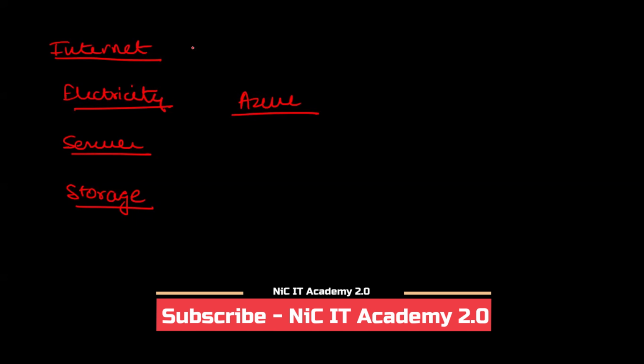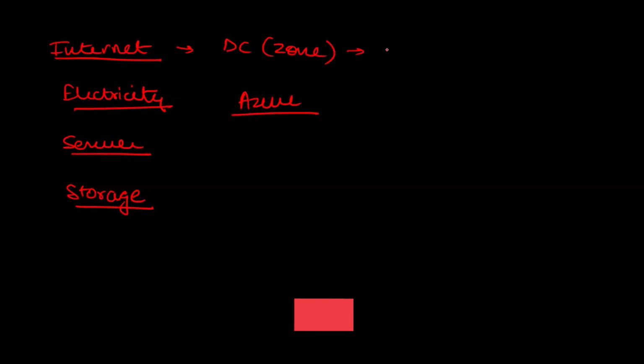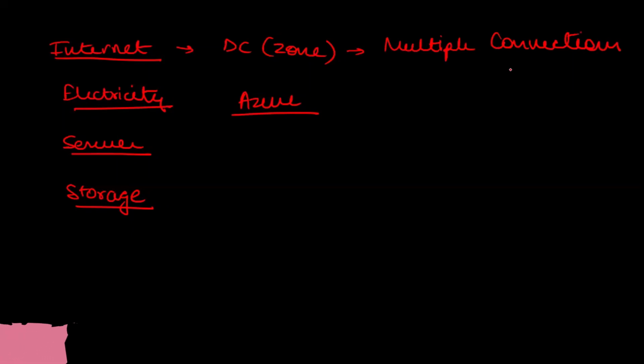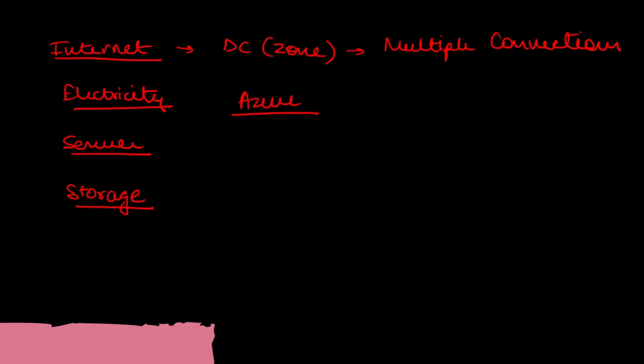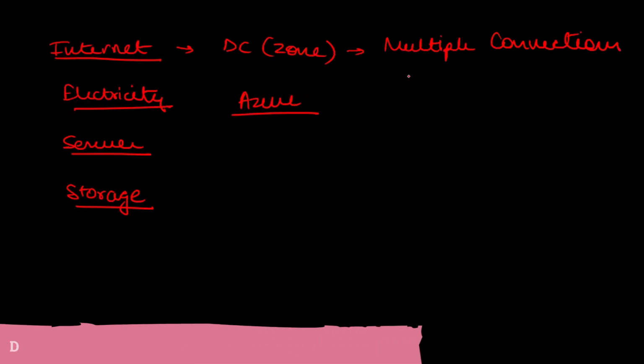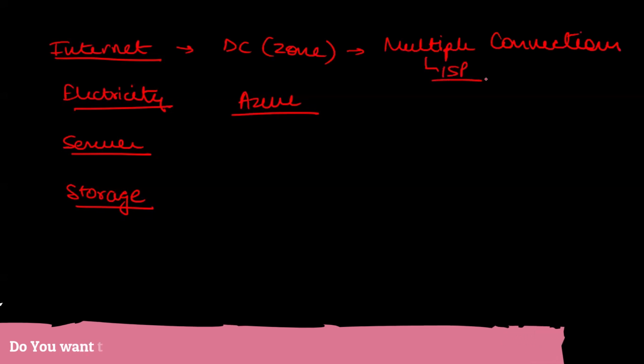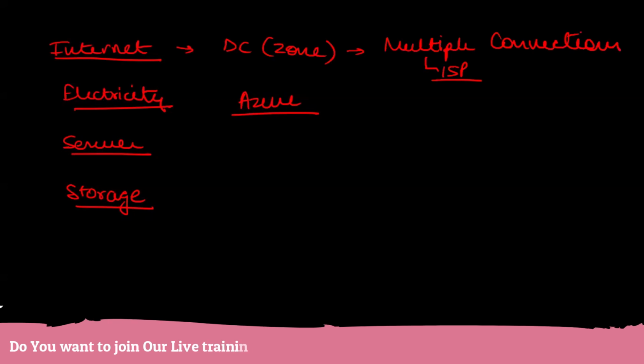For example, if there is an internet related fault, the data center, or the zone, as we discussed yesterday, a data center is called a zone, will always have multiple connections in place. These multiple connections will not be from the same internet service provider. They will be from different providers, so that if any one has gone down, you will still have access to the internet through the others. The other thing is electricity, where there are a lot of backups.